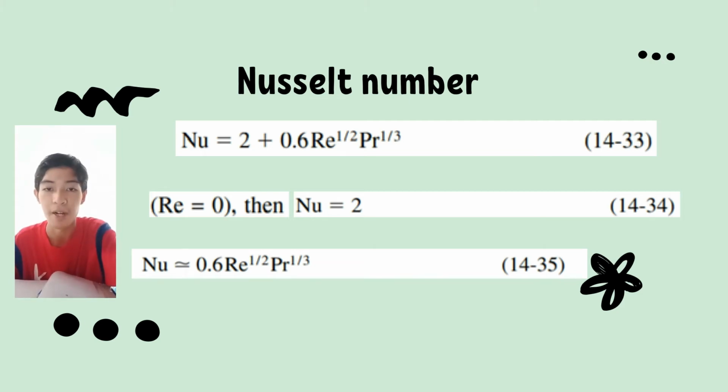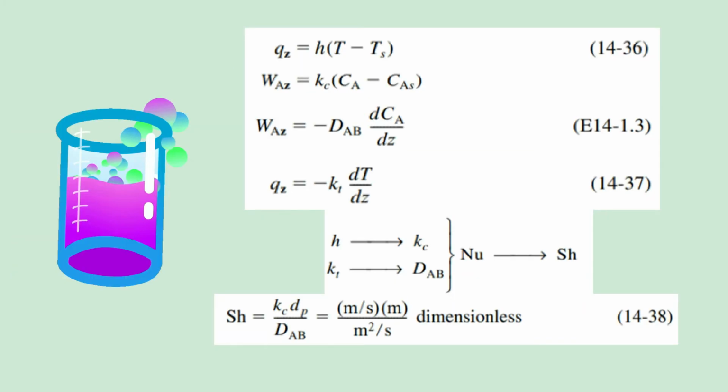In this slide, we are being shown how the Sherwood number is derived. The Sherwood number is the ratio of the convective and the conductive heat transfer at the boundary in a fluid. It is also called the Nusselt number used in mass transfer. It has the formula k_c times d_p over D_AB, and it is a dimensionless number like the Reynolds number.